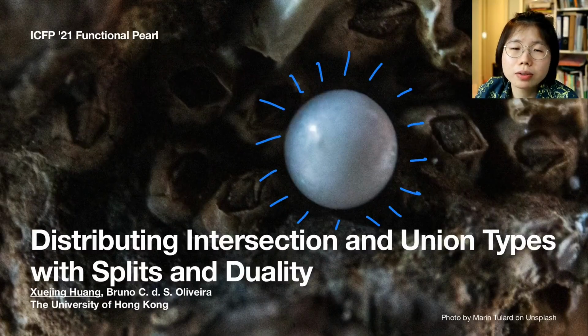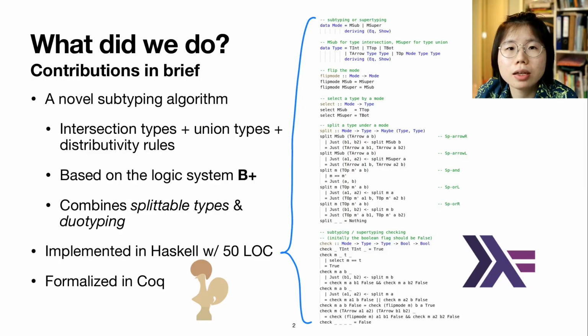Hello everyone, this is Xuejing from the University of Hong Kong. Today I'll present a joint work with my supervisor Bruno, distributing intersection and union types with splits and duality, functional pearl. In this work, we design a novel algorithm for subtyping, with intersection and union types and some non-trivial distributivity rules.